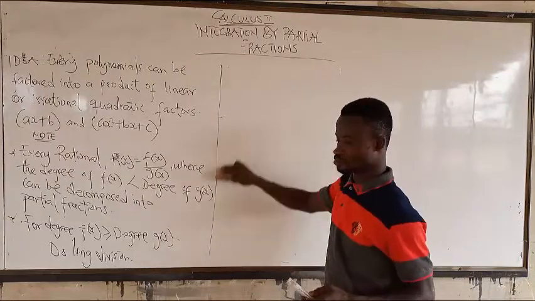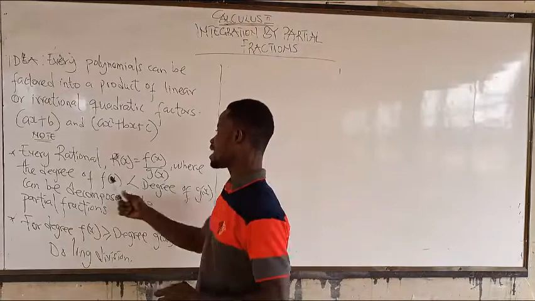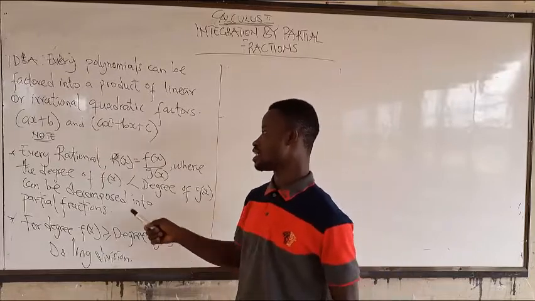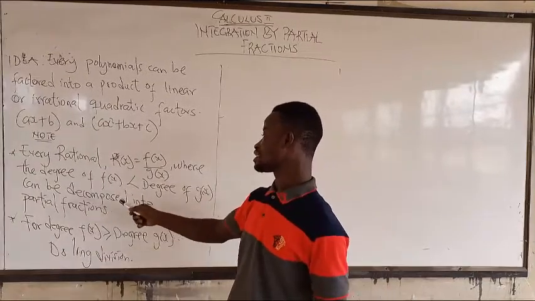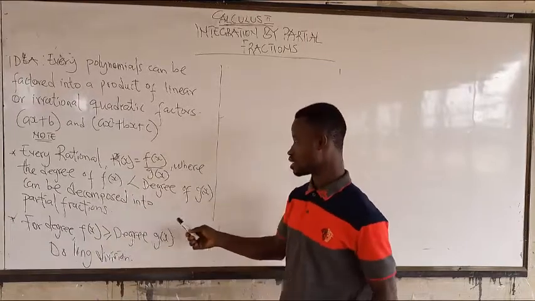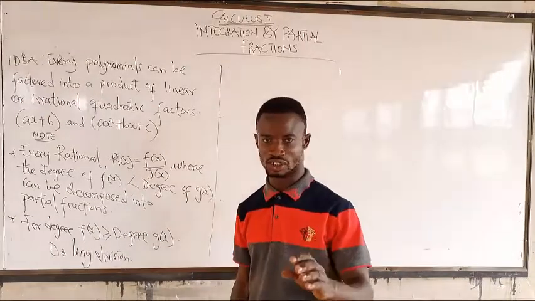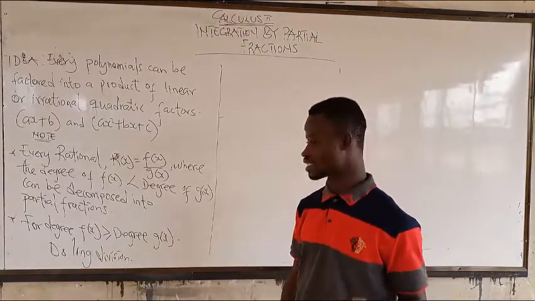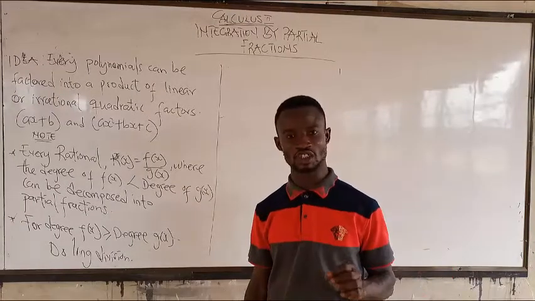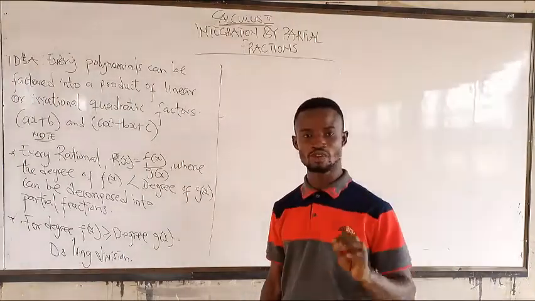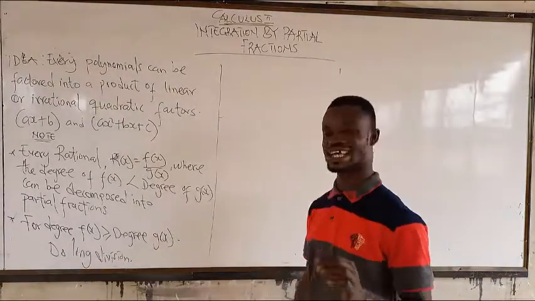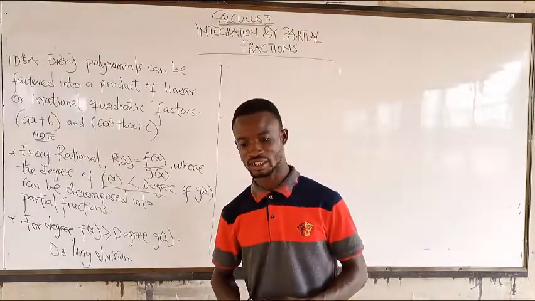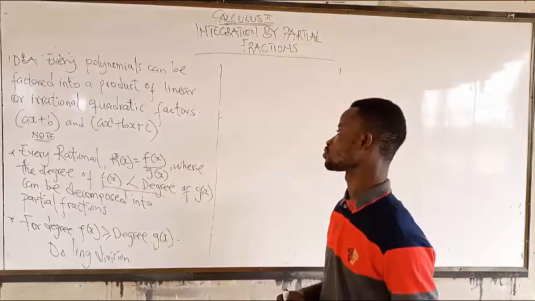We will come back to it. Where the degree of f of s is less than the degree of g of s, it can be decomposed into partial fractions. So now you can see that a rational function can be decomposed into partial fractions if the degree of the numerator is less than the degree of the denominator. It is very important for you to take note of that. Very good.